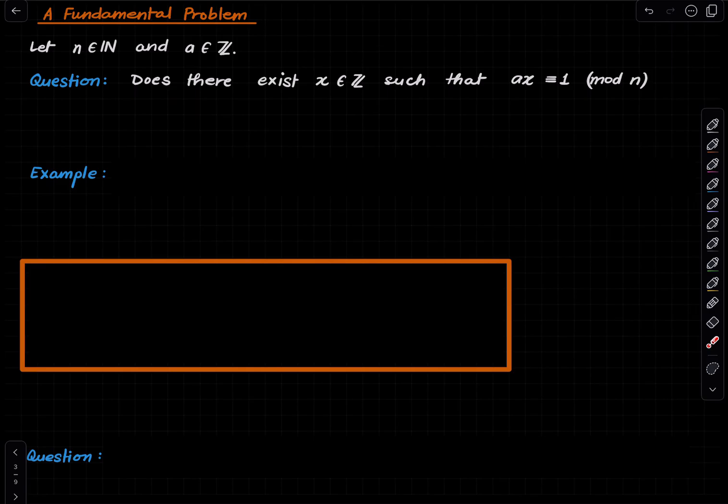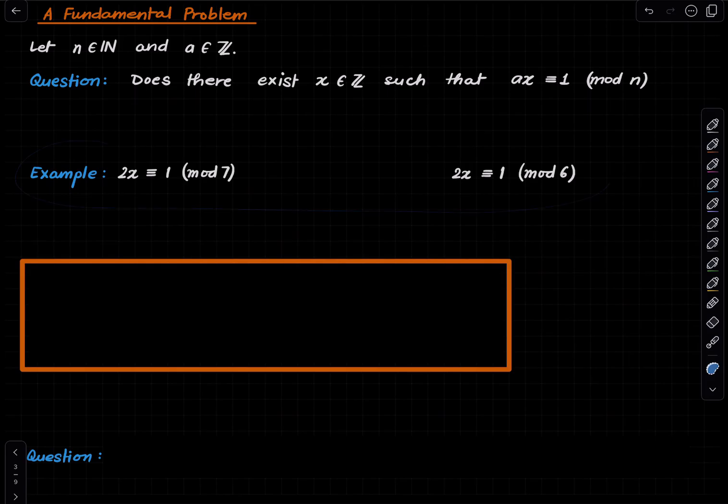We are asking a very simple question. When can you solve this equation? This congruence equation. This is not a usual equation. This is a congruence equation. So, is the answer always yes? Can you always find such an integer, or is the answer always no? Let's see. Let's understand this via examples.